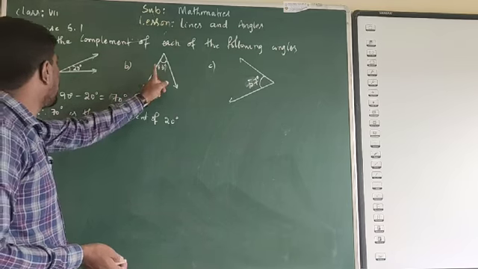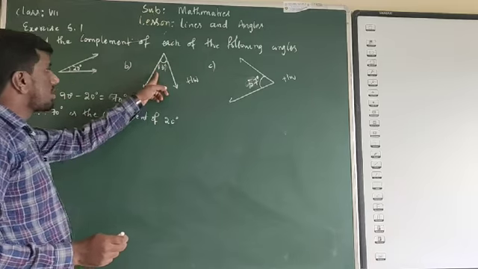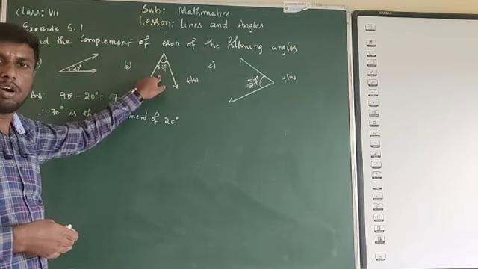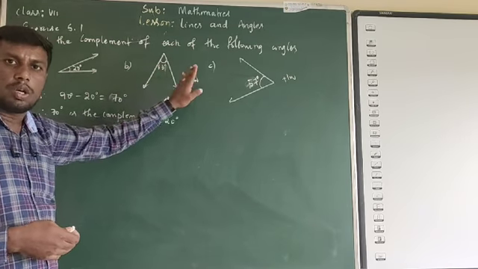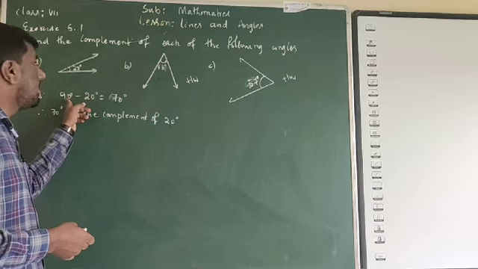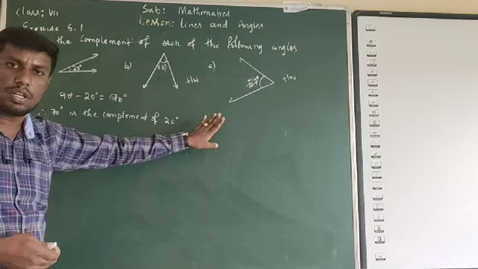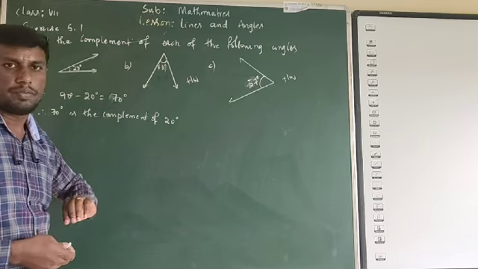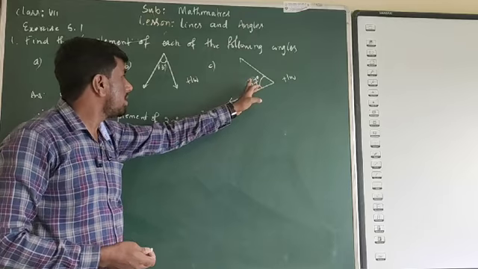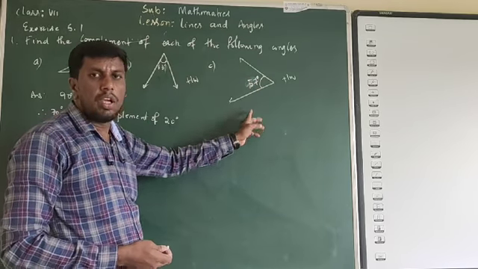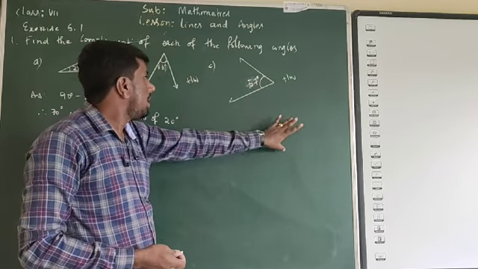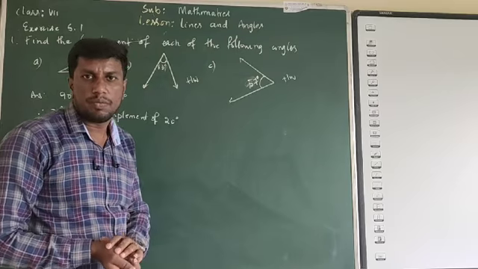Okay. Similarly, find out this. This is the homework for it. Find the complement of 63 degrees. How will you find it? Subtract 63 degrees from 90 degrees. That's it. What is the answer? That is the complement of this. Here also, subtract this 57 degrees from 90 degrees. What is the value you are getting? That is the complement of this.